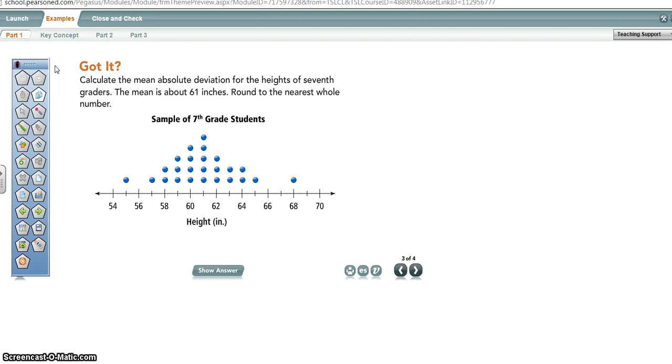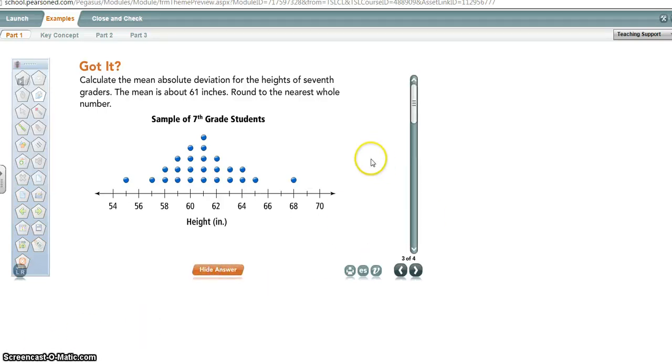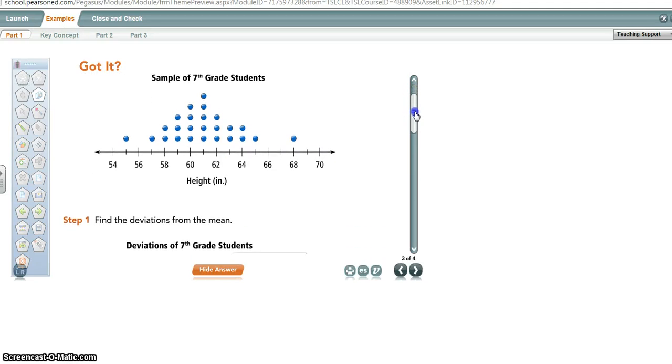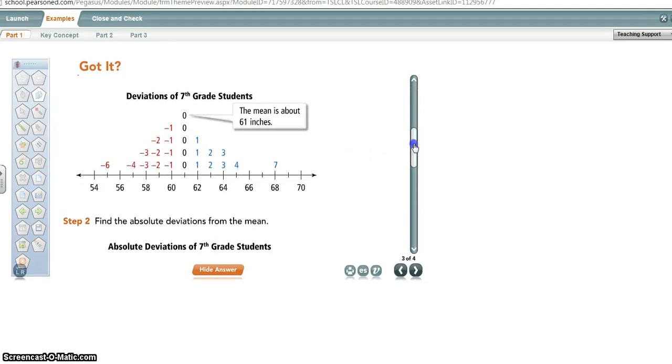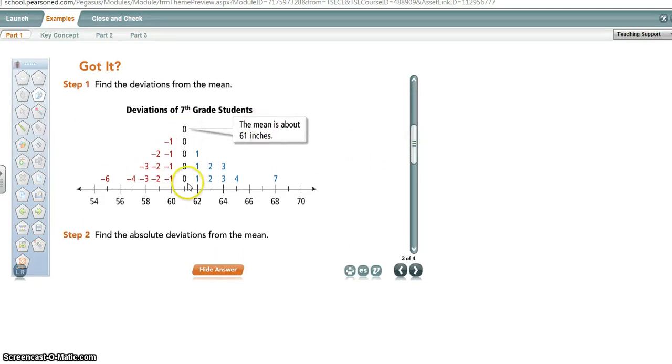Okay, this is asking you to calculate the mean absolute deviation for the heights of 7th graders. It tells you that the mean is about 61 inches, round to the nearest whole number. This is an excellent time for you to pause the video and try the question out to make sure you can do it on your own. Okay, so what you should do is begin by thinking about where the mean is. So it's at 61 inches. And think about all the deviations. Like 55 is 6 away from 61.